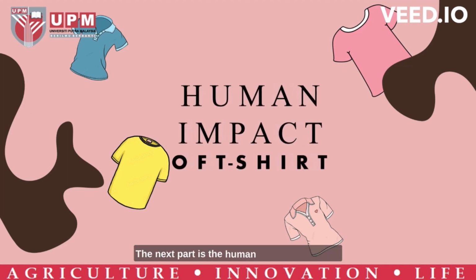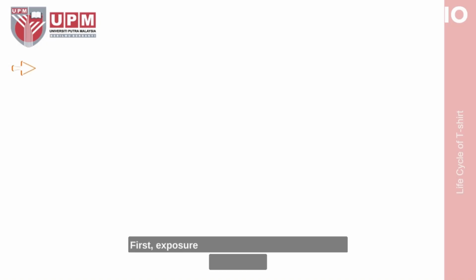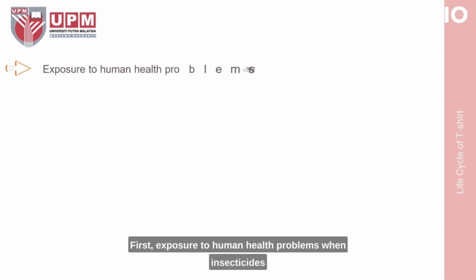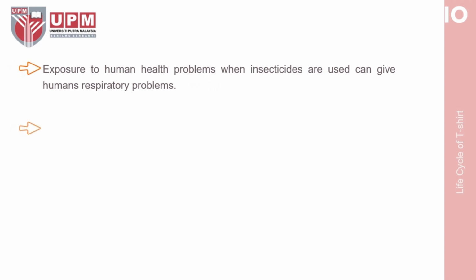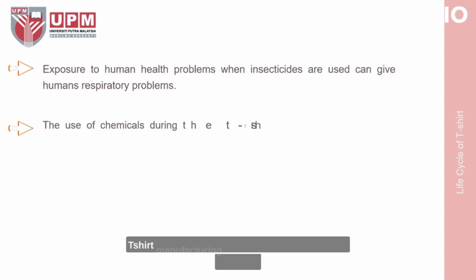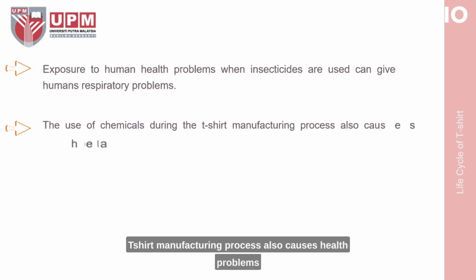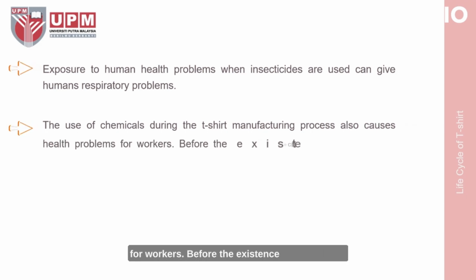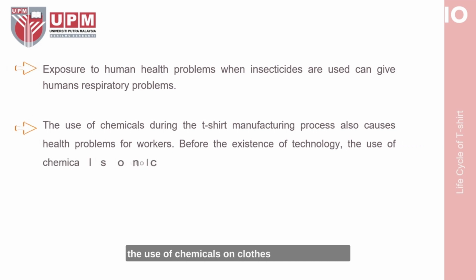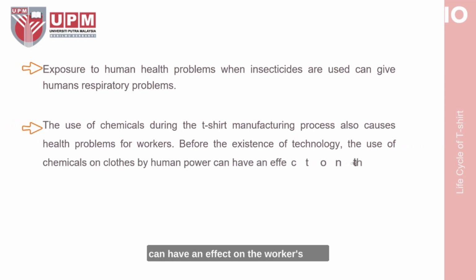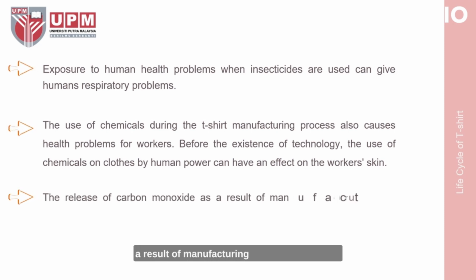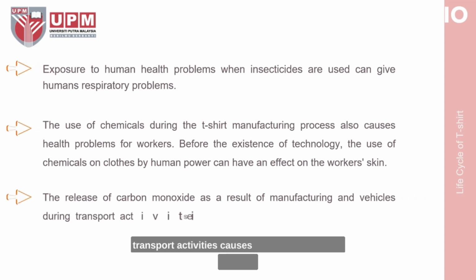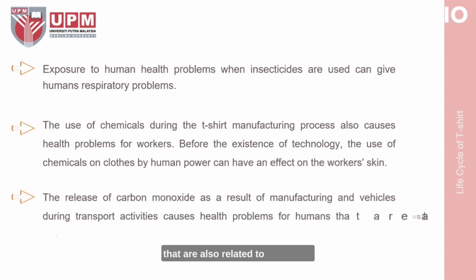The next part is the human impact of t-shirts. First, exposure to insecticides can give humans respiratory problems. Second, the use of chemicals during the t-shirt manufacturing process also causes health problems for workers. Before the existence of technology, the use of chemicals on clothes by human power could have an effect on the workers' skin. Third, the release of carbon monoxide as a result of manufacturing and vehicles during transport activities causes health problems for humans that are also related to breathing.